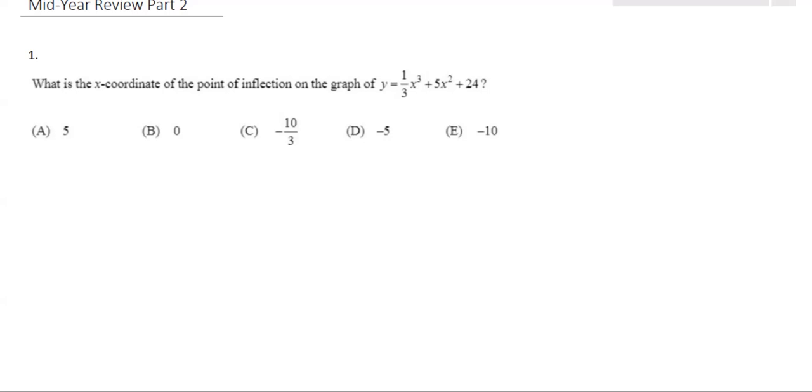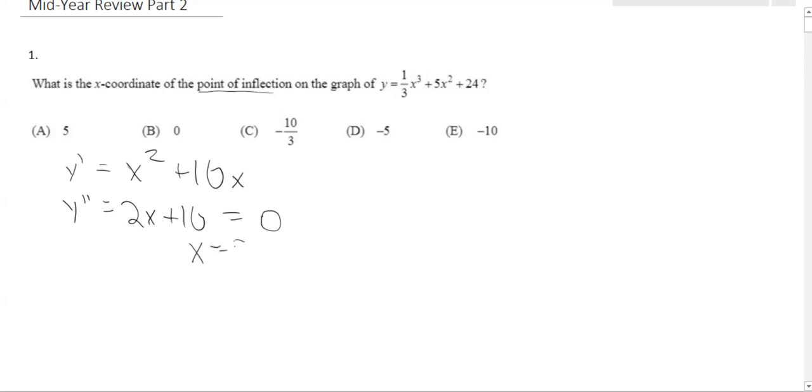What is the x-coordinate of the point of inflection of the graph of y equals blah, blah, blah? Well, a point of inflection occurs when the second derivative equals zero and changes sign, or the concavity changes sign. So the first derivative, y prime, is going to be x squared plus 10x. The second derivative is 2x plus 10. That equals 0 when x equals -5.